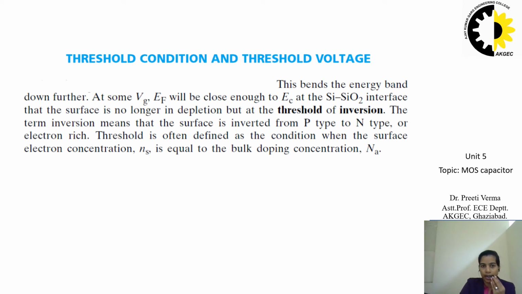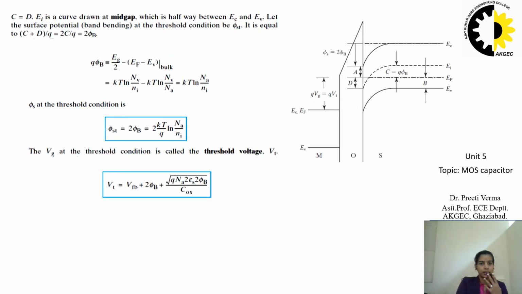Na. That means the difference Ec minus Ef of the surface is equal to Ef minus Ev of the bulk, or A is equal to B. C is equal to D. Ei is a curve drawn at the mid-gap, which is halfway between Ec and Ev. Let the surface potential, that is band bending, at the threshold condition be phi S1. It is equal to C plus D divided by Q, is equal to 2C by Q, is equal to 2 phi B.